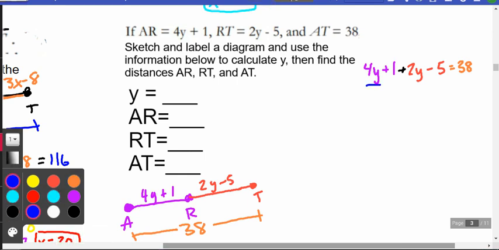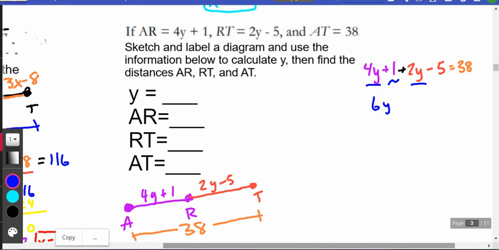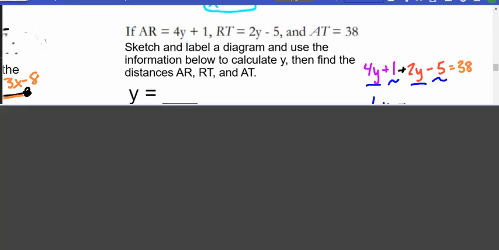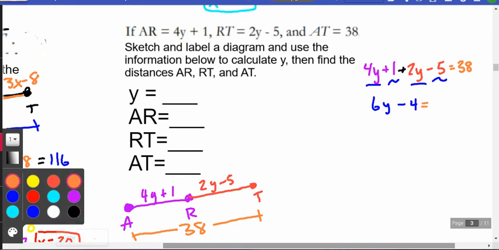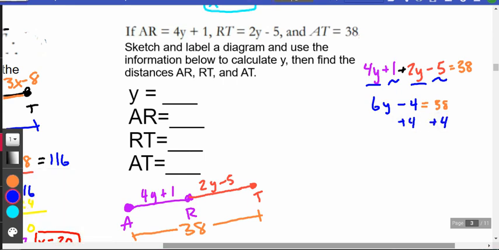Combine like terms to simplify the left-hand side of the equal sign. So 6y minus 4 equals 38. I'm going to add 4 to both sides. So 6y equals 42 because of 38 plus 4. Divide by 6. We have a y value of 7.